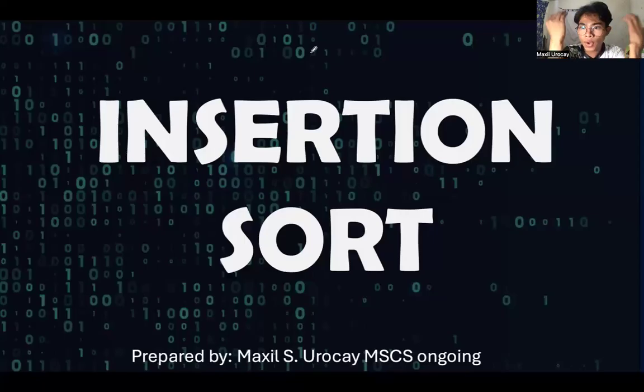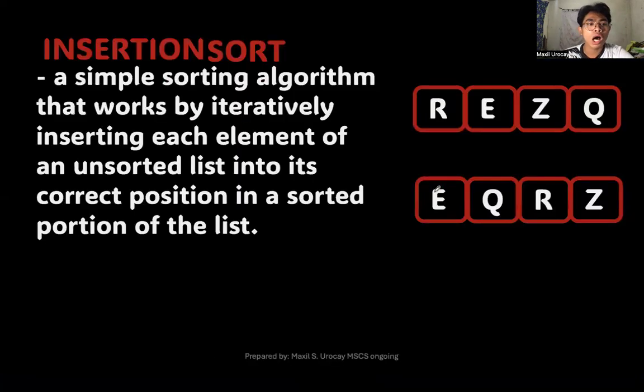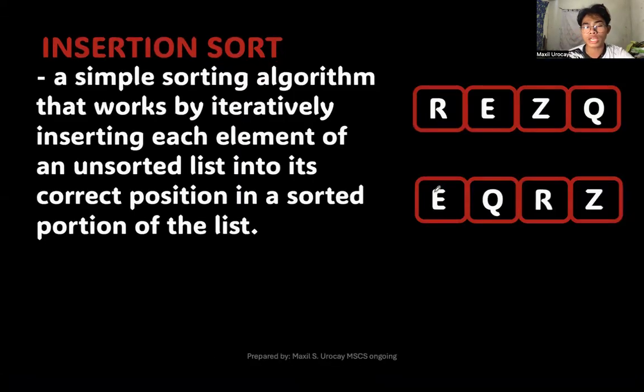All right, so this will be our second type of sorting that we will tackle, which is all about the insertion sort. When we say insertion sort, we are talking about a simple sorting algorithm that works by iteratively inserting each element of an unsorted list into its correct position in a sorted portion of the list.